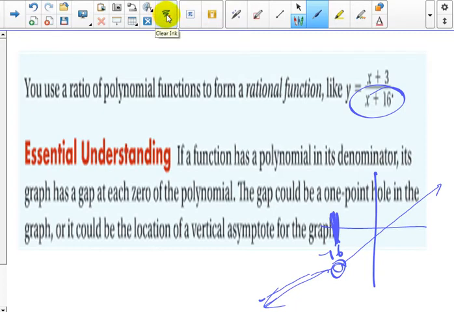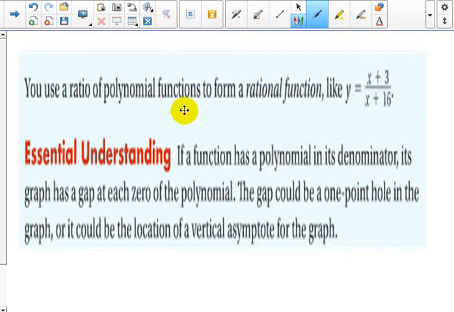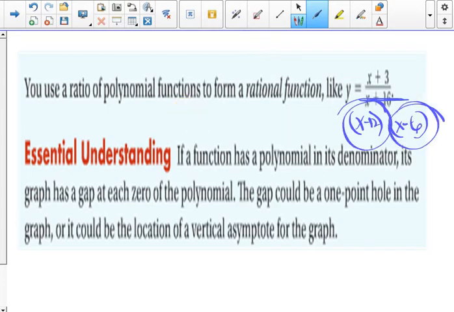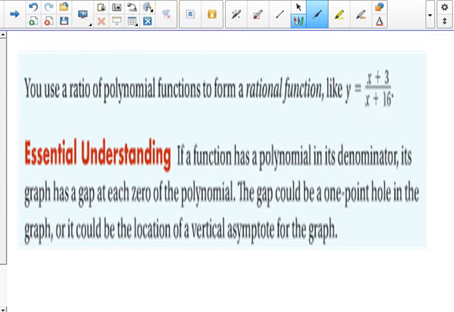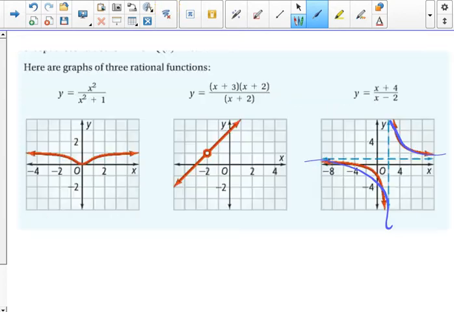Any questions about that? Well, what if I had a trinomial down here that they ask us to factor, and we end up with two binomials, like x plus 2 and x minus 6? Well, then you're going to have two breaks in the graph. See where this is going? So these breaks could be a one-point hole in the graph, like what I've been showing, or it could be something as complex as an asymptote. Okay, a vertical asymptote.